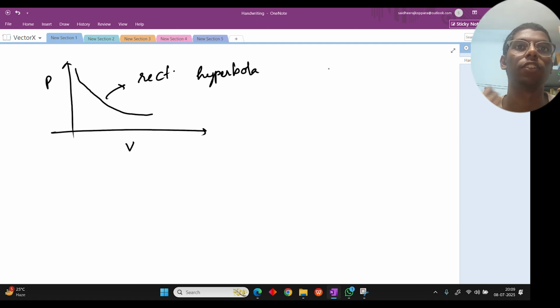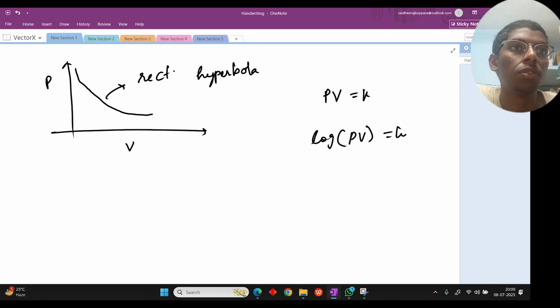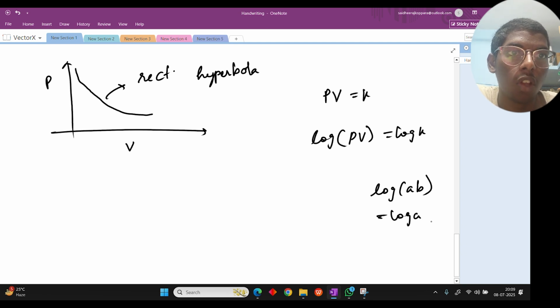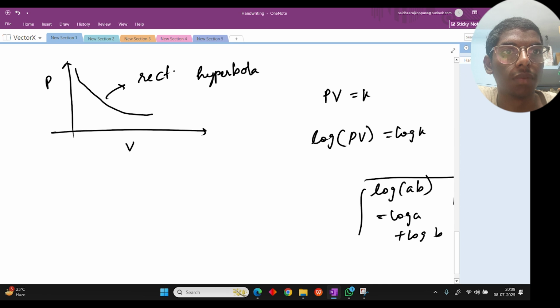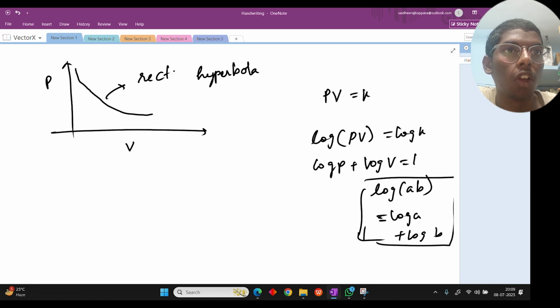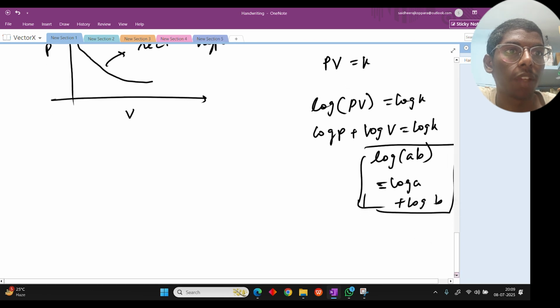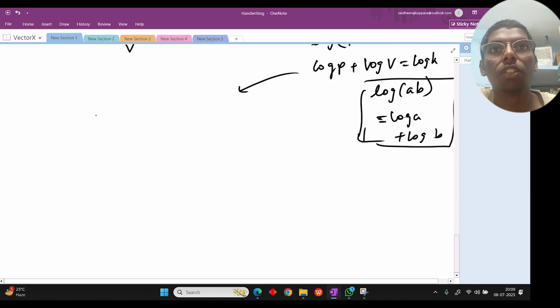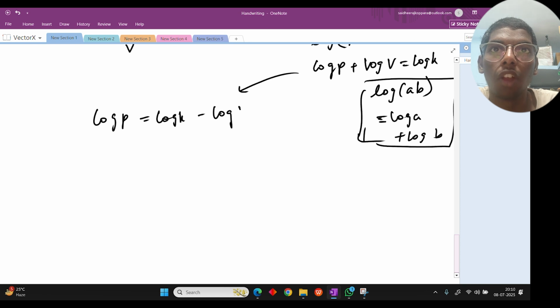Next, we saw that this is our mathematical statement. Now, let us apply log on both sides. It will be taught in your math that log of AB equals log A plus log B, and vice versa. Similarly, here also we are going to apply that. Then what are we going to get? Log P plus log V equals log K. Let us rewrite this equation as log P equals log K minus log V.